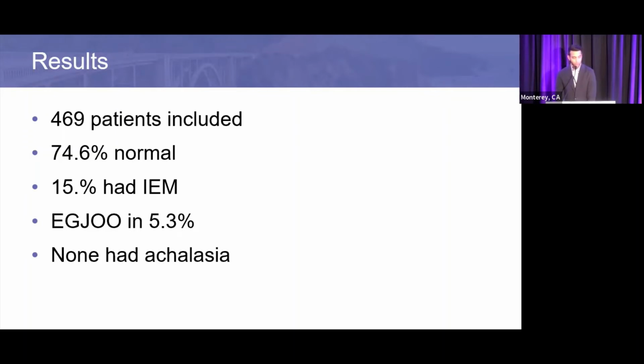The majority of them were normal, about 75%, but 15% had ineffective esophageal motility. So that's a pretty common finding even amongst normal individuals. And then EGJ outlet obstruction was found in 5.3%. So another pretty common finding, but none had achalasia and none had hypercontractile esophagus or any of the major findings.